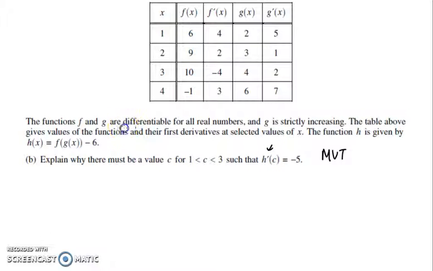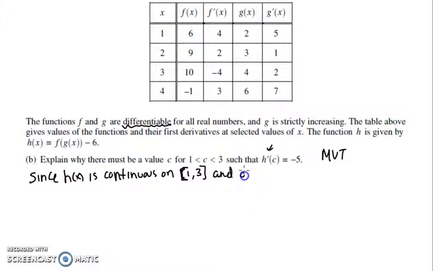Now up here they say f and g are differentiable. They don't say that they are continuous, but don't forget that differentiability implies continuity. So when they say differentiable here, they're also telling us that it's continuous. So explain why there must be a value c on 1 to 3 such that this happens. What we need to say is, since h of x is continuous on the closed interval 1 to 3, and differentiable on the open interval 1 to 3.